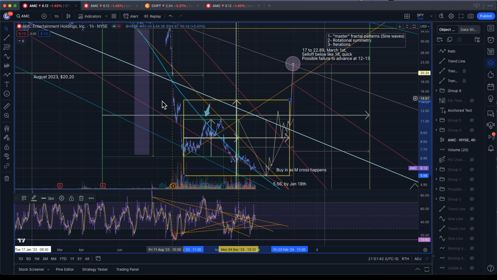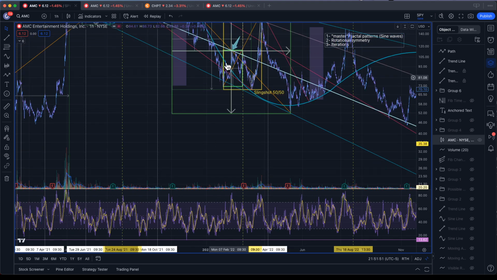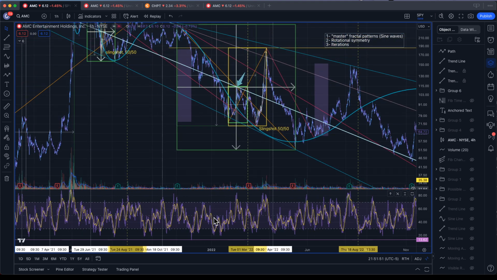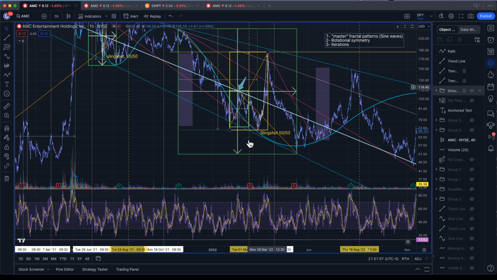Right? And if you look at the previous structures, that's never the case. It's always about halfway up this bounce. This ends up being like a 50%. This happens every single time. Right here, this is roughly a 50-50 up to the top.